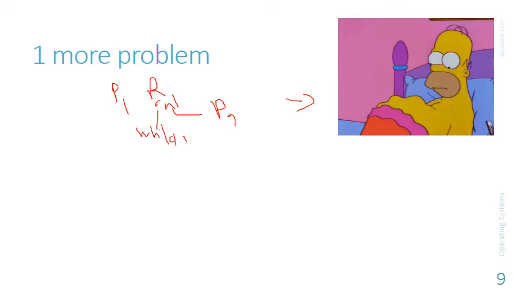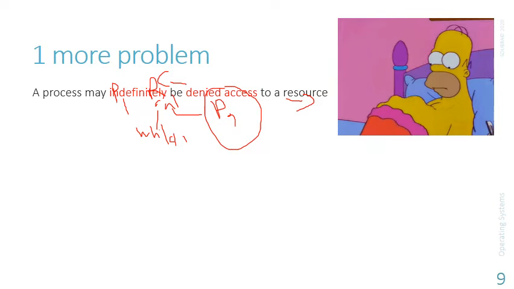Another problem might be, like poor Homer here, is even if P1 got to take R1, for instance, fair enough, and P2 is trying to take R1. However, for some reason, P1 has an infinite while loop in it, a perpetual one, and then never letting go of R1. So the poor P2 will never be able to take R1. So this is what we call starvation.